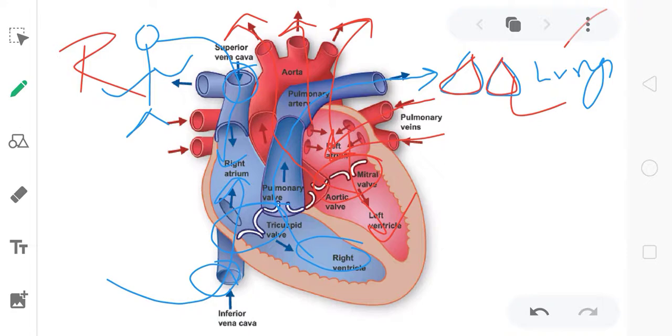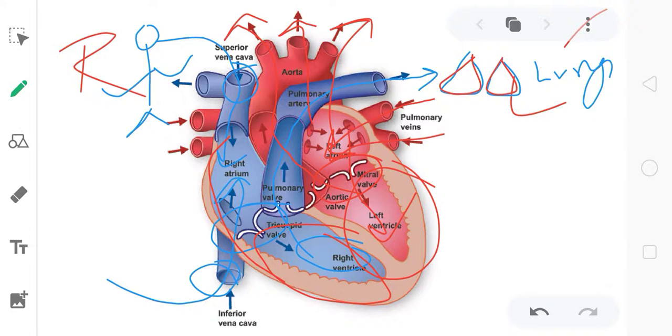So what is the meaning of heart failure? Heart failure means the failure of contraction. Right heart failure means the failure or less contraction of the right ventricle, the right side of the heart, and left heart failure means the less contraction or failure of contraction of the left ventricle.